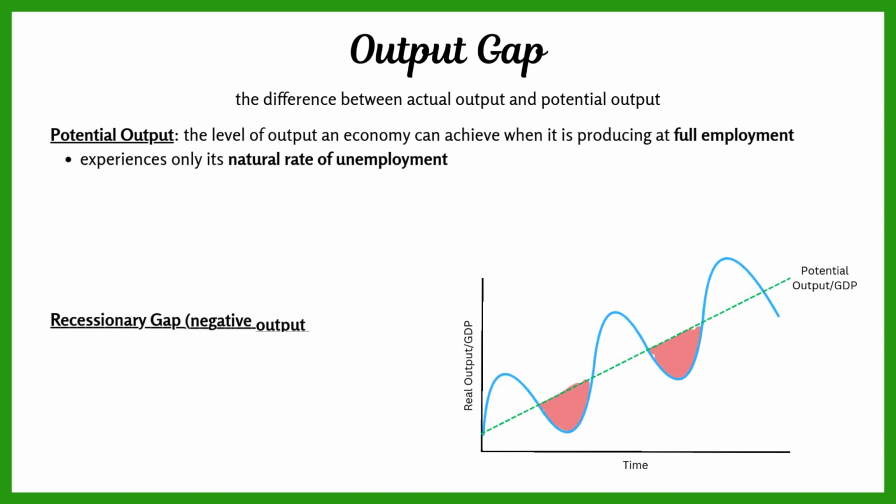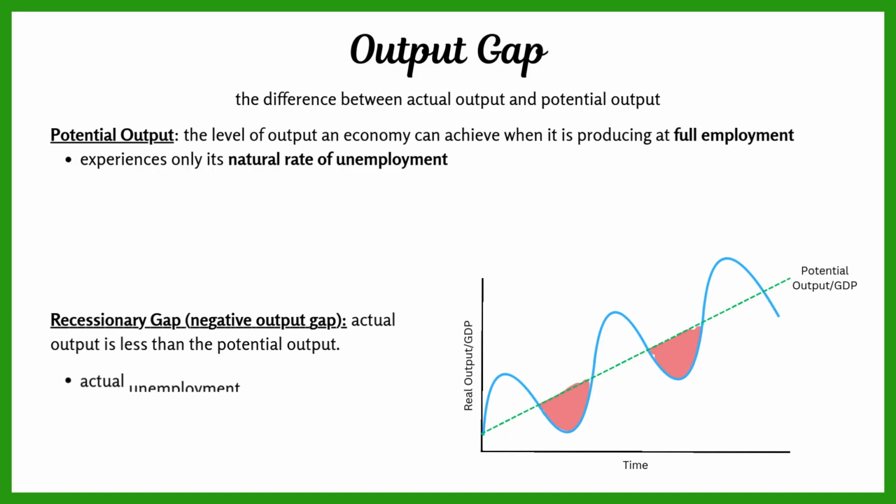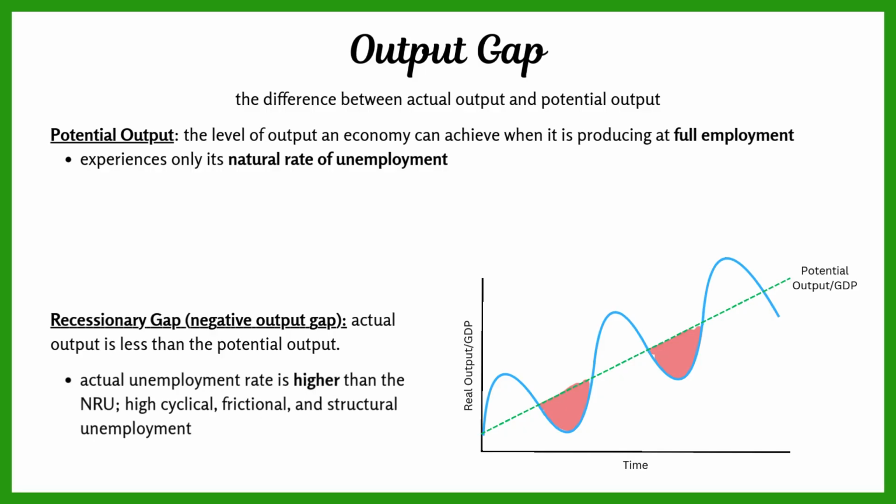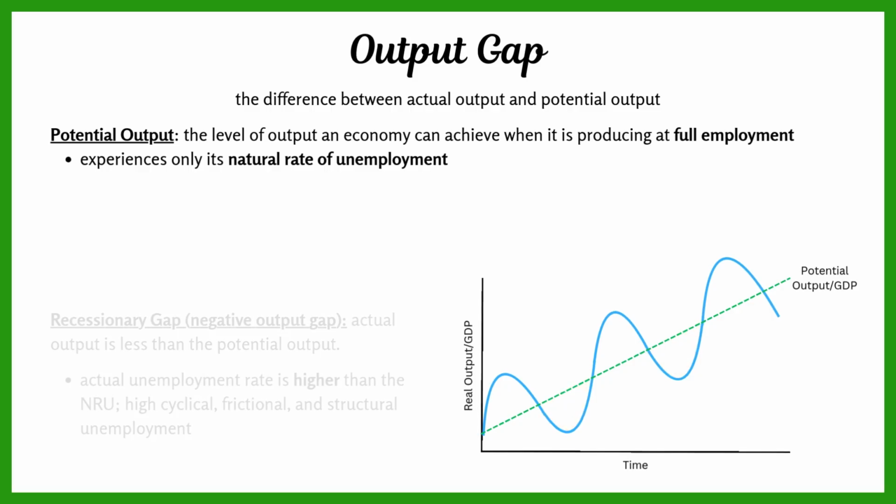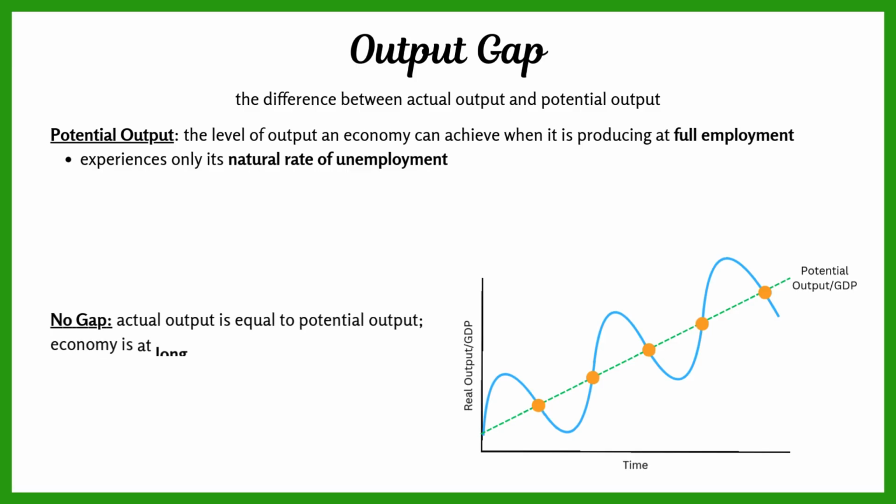A recessionary gap or a negative output gap occurs when the actual output is less than the potential output. The actual unemployment rate is higher than the natural rate of unemployment, meaning that there is high cyclical, frictional, and structural unemployment.